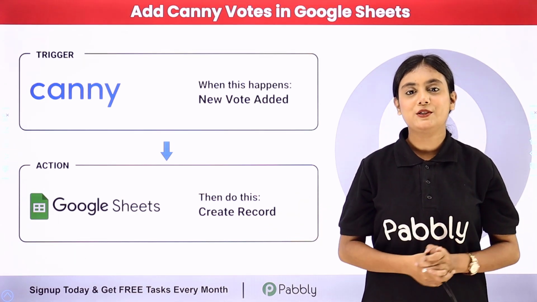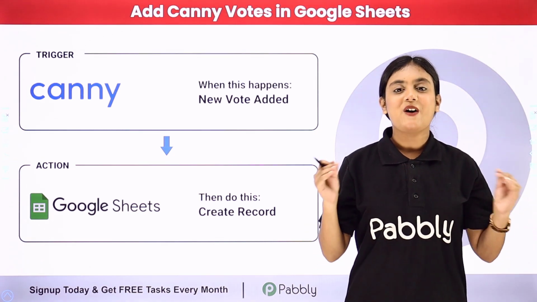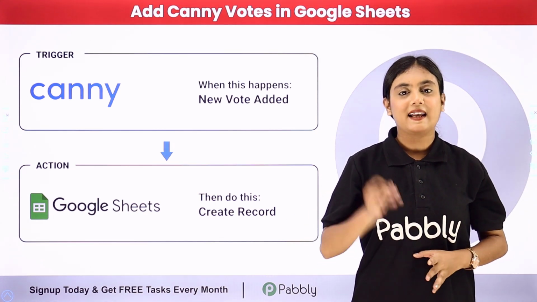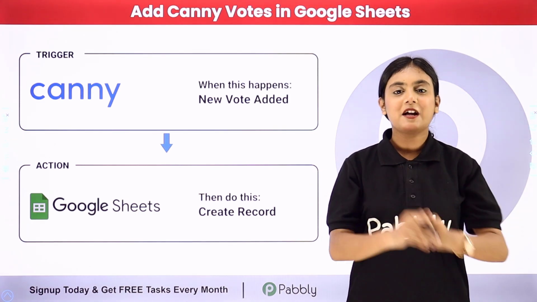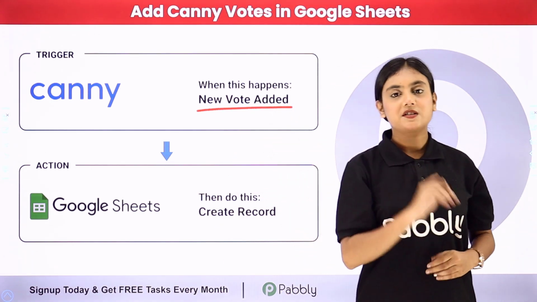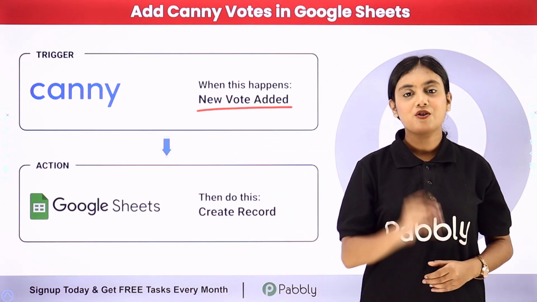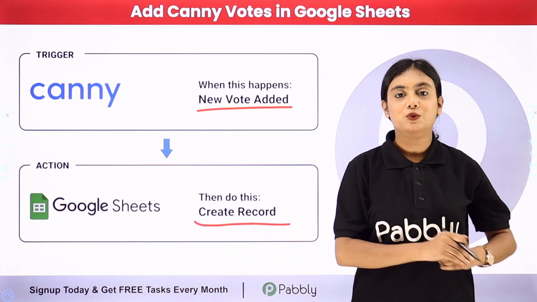In this video, we're going to learn how to add Canny's votes in Google Sheets. So I am an owner of a business and I'm posting content related to my business on Canny. Here my objective is that whenever a new vote is added to any content that I've posted on my Canny account, automatically a record of that vote should be created in my Google Sheets.